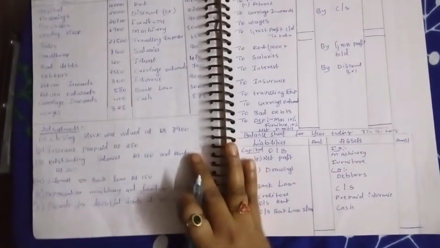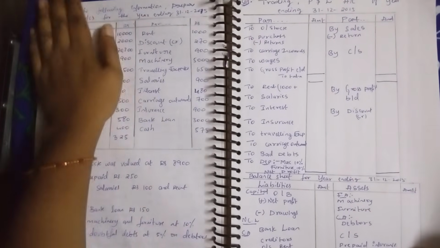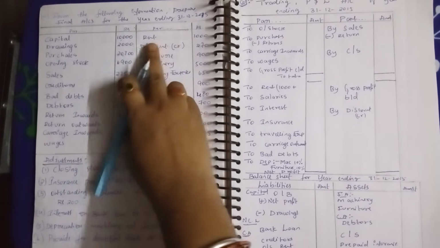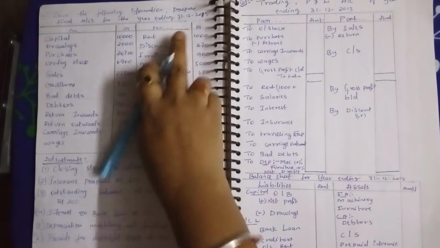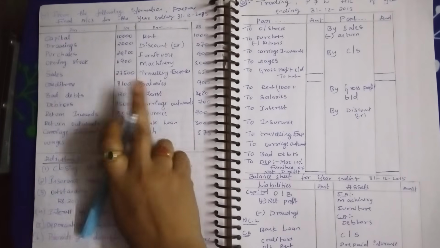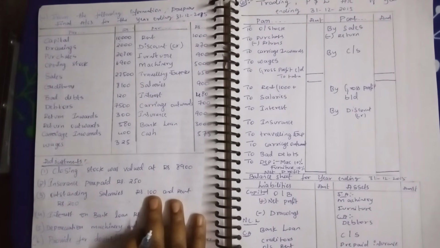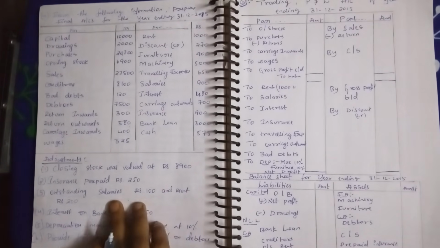And let's see another problem. This is also from the 2021 paper, I guess. So please see the problem. From the following information, prepare final accounts for the year ending 31st 12 2015. So we are supposed to prepare the final accounts. If you see the adjustments: closing stock value 8,900, insurance prepaid rupees 250.